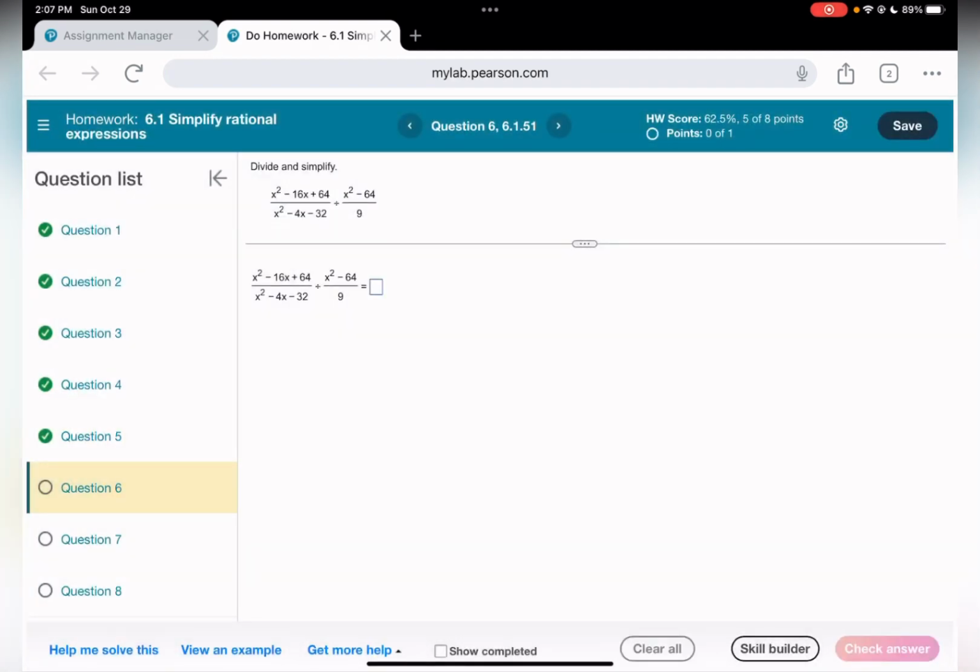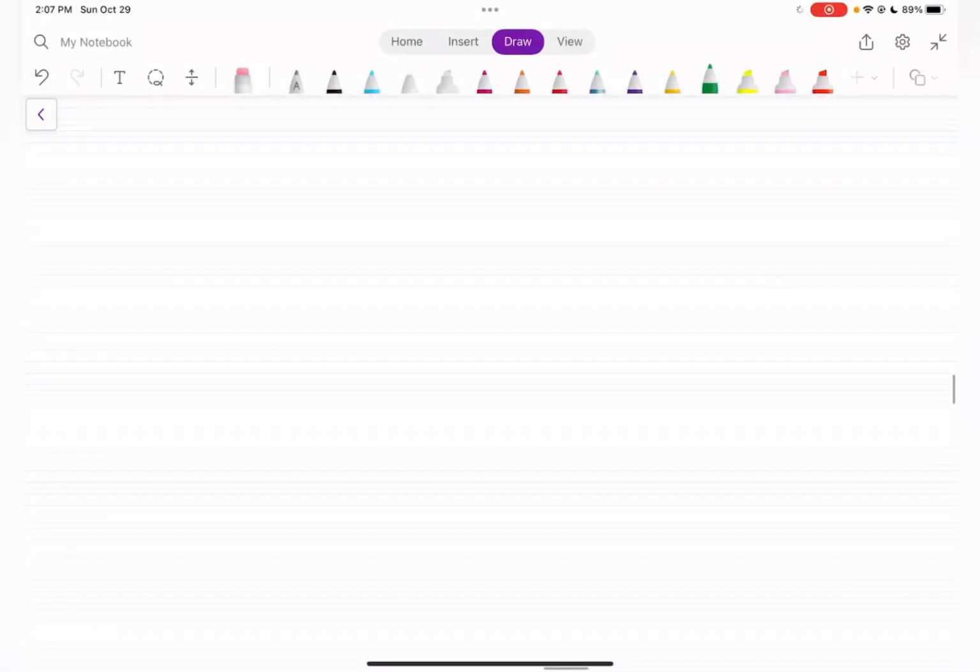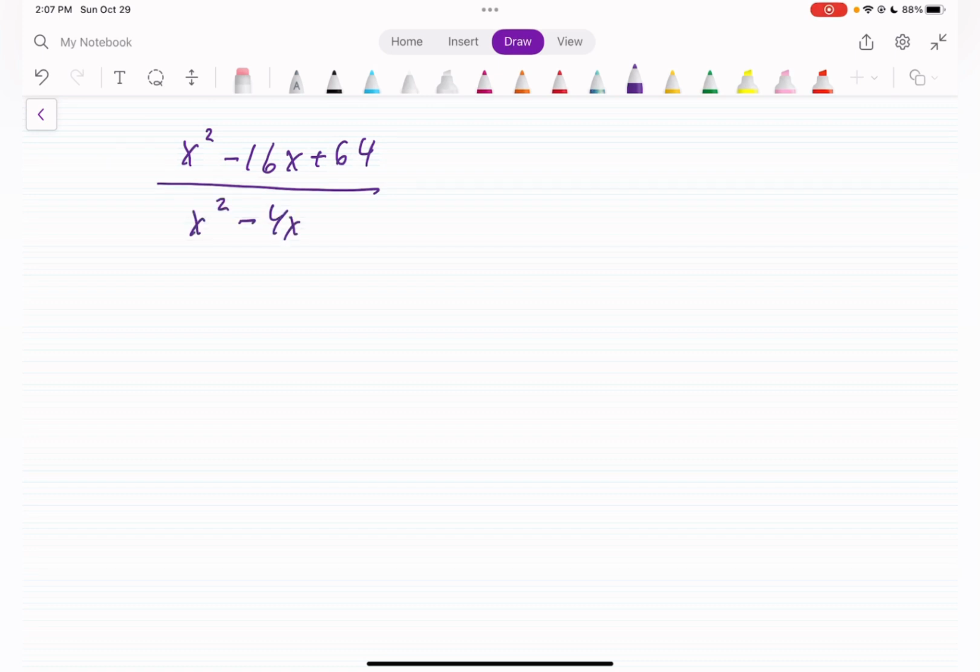Next one, number 6. x squared minus 16x plus 64, over x squared minus 4x minus 32, dividing by, this time, x squared minus 64 over 9.